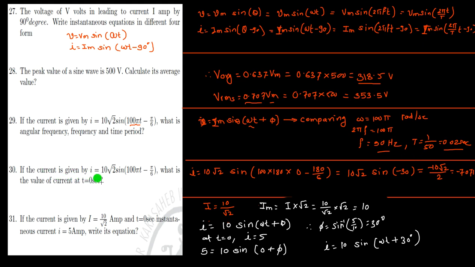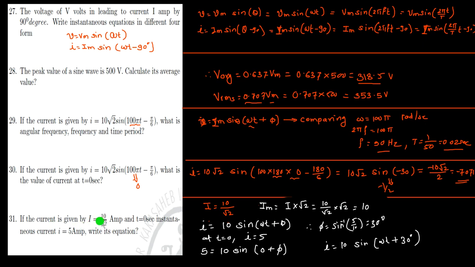If the current is given by I is equal to 10 root 2 sine 100 pi t minus pi by 6, what is the value of the current at the instant of time t is equal to 0? So suppose you substitute the t is equal to 0 over here. So sine 100 pi t minus pi by 6, pi is replaced by 180 because it is inside the sine, so it should be 180. Time is 0, minus 180 by 6, that is 10 root 2 sine of minus 30, and sine of minus 30 is what? Minus 1 by 2. So it will give you minus 10 root 2 by 2, or minus 7.071 ampere.